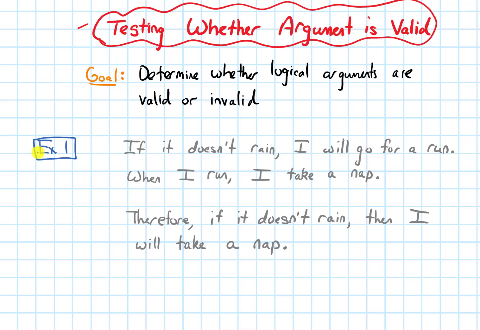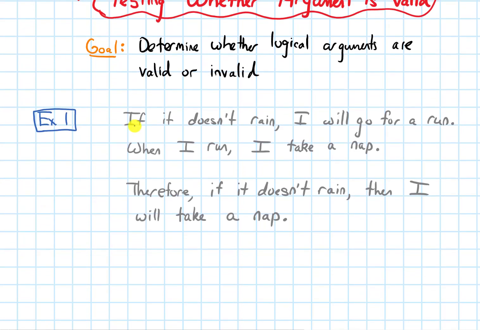All right, so I want to look at an example which says, if it doesn't rain, I will go for a run. When I run, I take a nap. Therefore, if it doesn't rain, then I will take a nap.